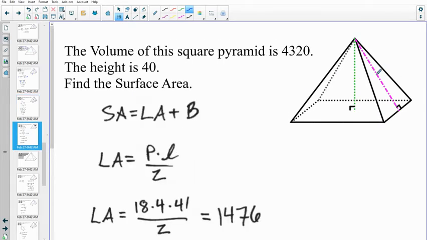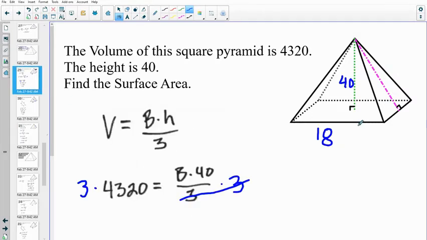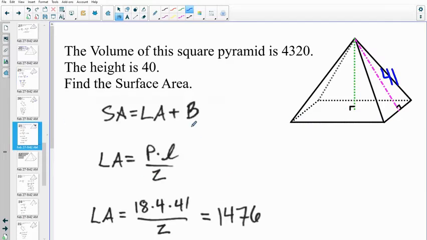And so now that I know that the slant height is 41, I'll label that on my diagram here. To find the surface area, I need to do the lateral area plus the area of the base. I know what the area of the base is because I know that this side length was 18. So the area of the base will just be 18 times 18. I'll plug that in eventually, but first I need to figure out what the lateral area is because I haven't found that yet.